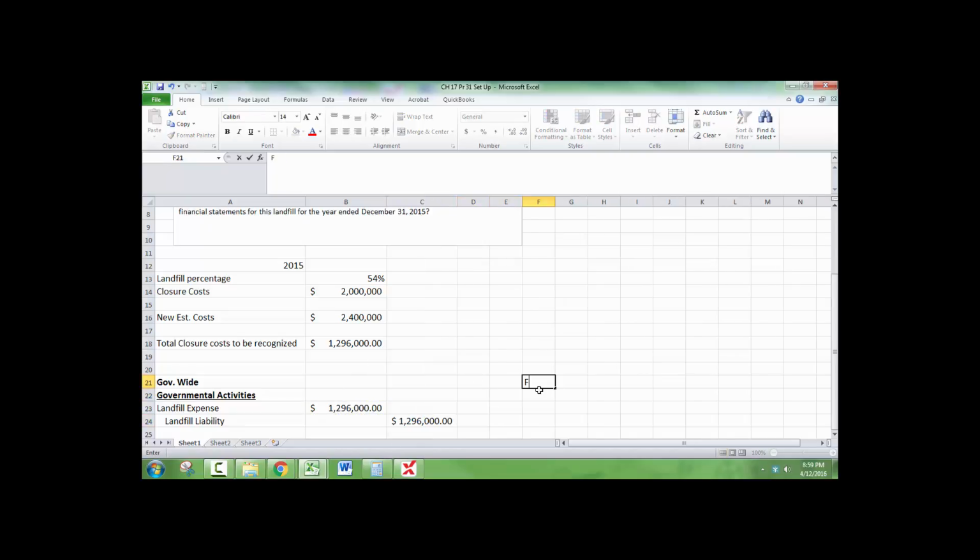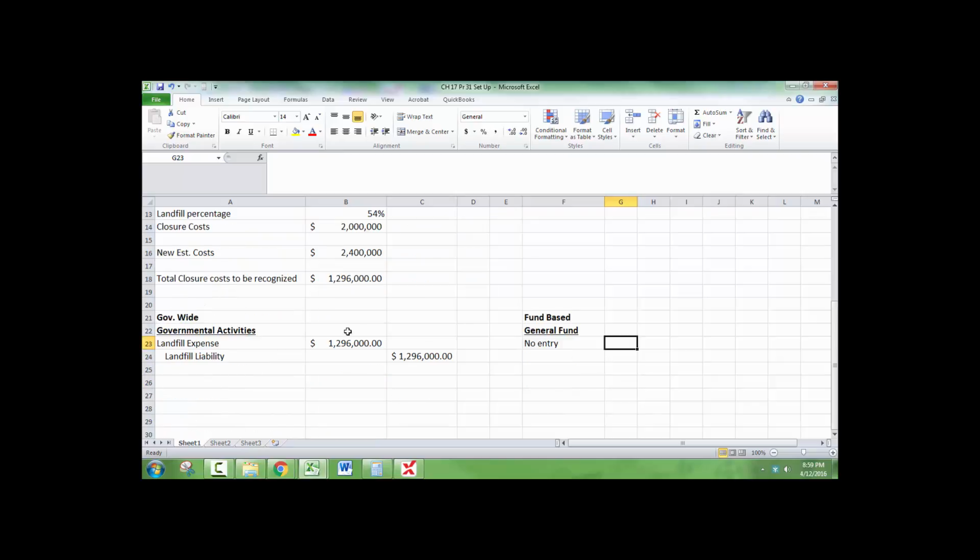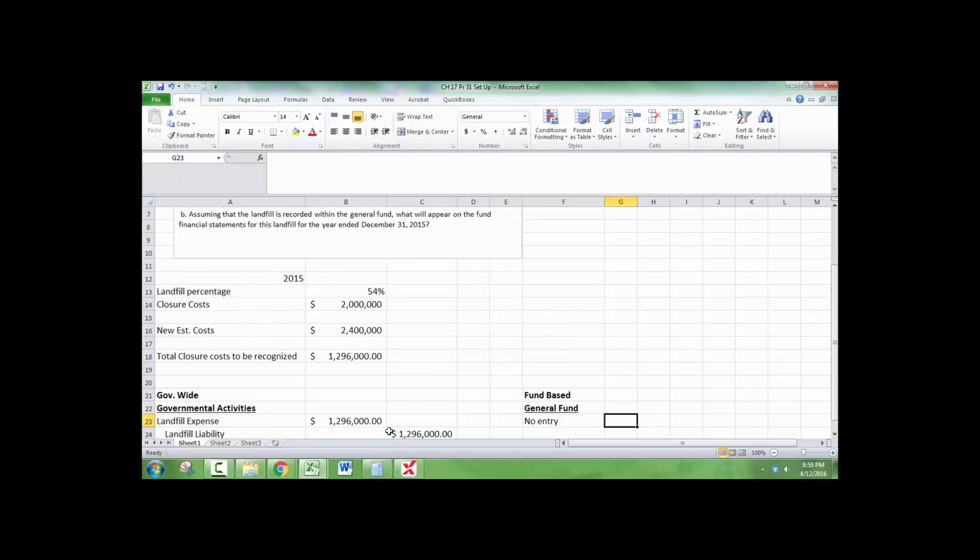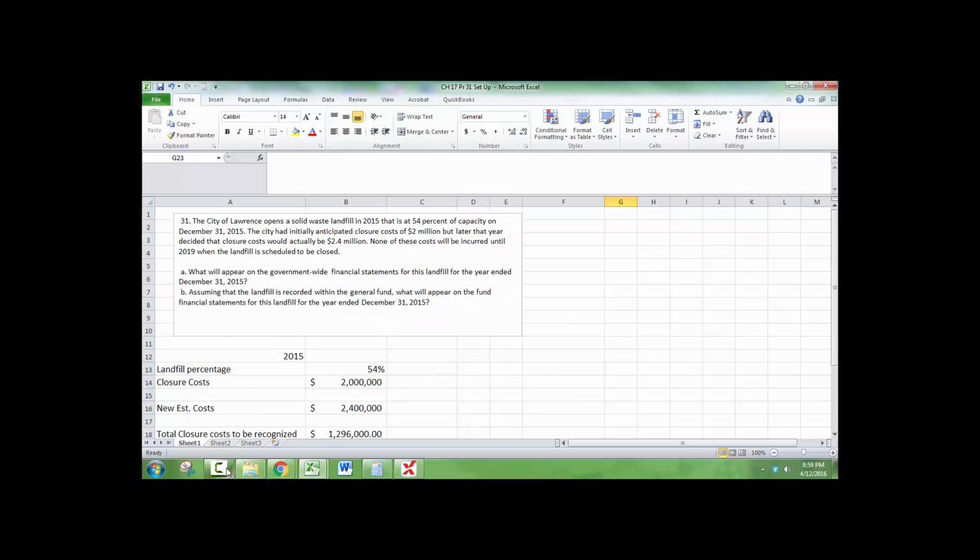And then on the fund-based general fund, since there was no payment and we only recognize payments, it is no entry. So nothing will be recognized on the fund-based financial statements in the general fund. And that's an example of recording landfill liabilities.